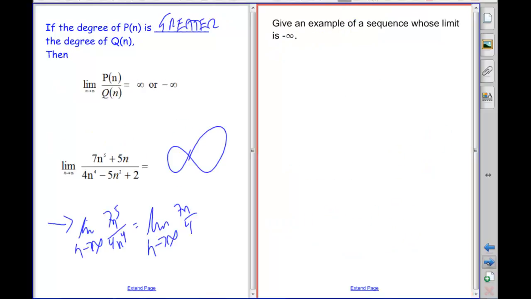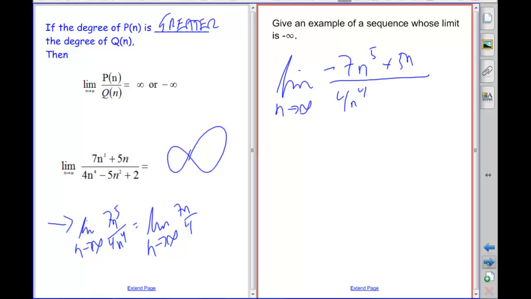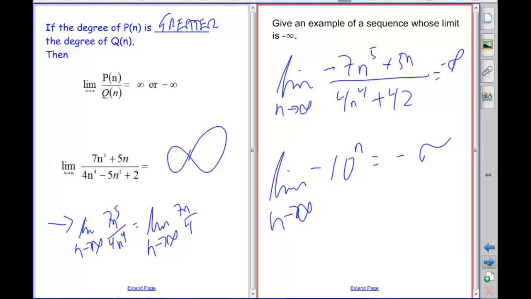So that's my question. Give an example of a sequence whose limit is negative infinity. How can we have that happen? Negative 7 over positive 4. The limit as n goes to infinity of negative 7n to the 5th plus 5n over 4n to the 4th plus 42. That would be negative infinity. Or how about the one Joey had before? Negative 10, written like that.